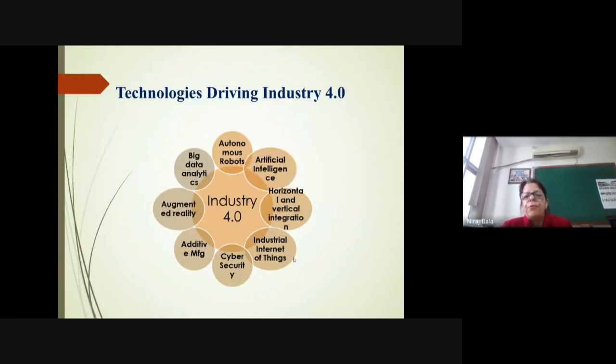Now we also have 4D manufacturing. I will be telling you briefly about these technologies: augmented reality, virtual reality, big data analytics and cloud computing also. So these are certain technologies which are the major technologies driving Industry 4.0. Today's industry means Industry 4.0. So we will be studying these technologies driving Industry 4.0 in the last session.